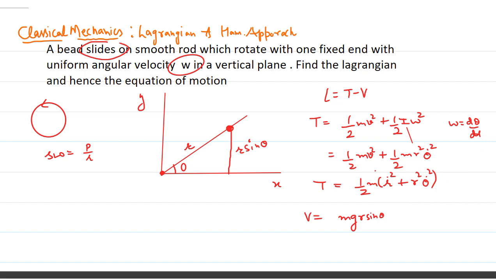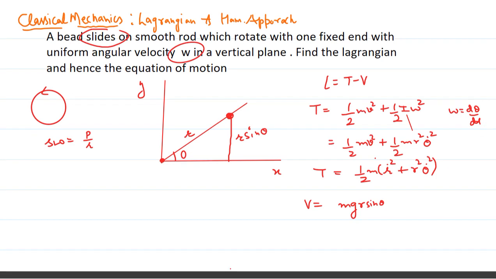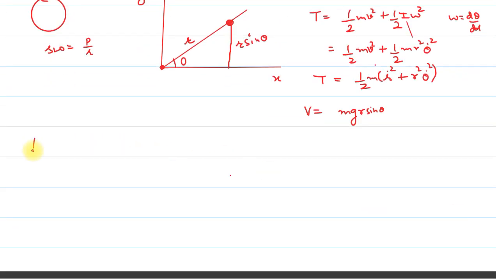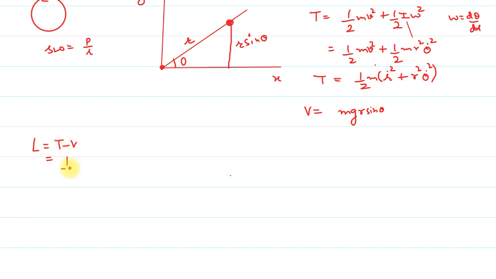Then we write the Lagrangian. First of all, हमसे Lagrangian पूछा गया है, so we'll write the expression for Lagrangian. The Lagrangian is equal to T minus V. So we write half m times r dot square plus r square theta dot square, minus V, and we know that V is mgr sin theta. Students, this is the expression for the Lagrangian.